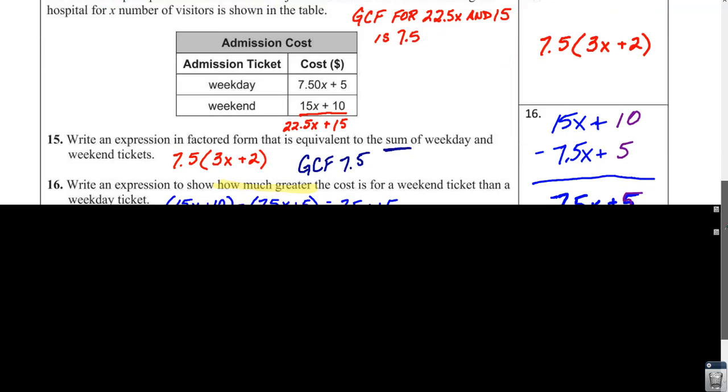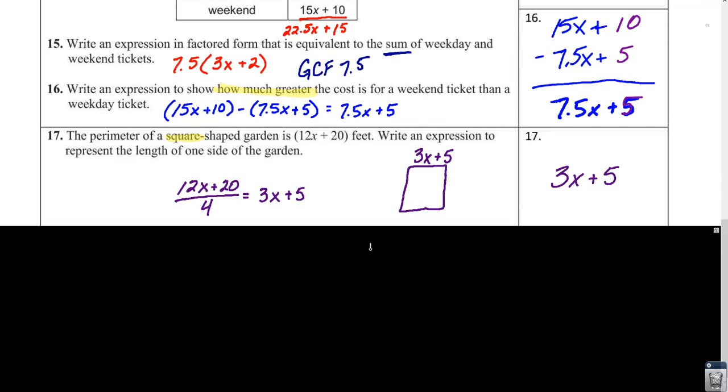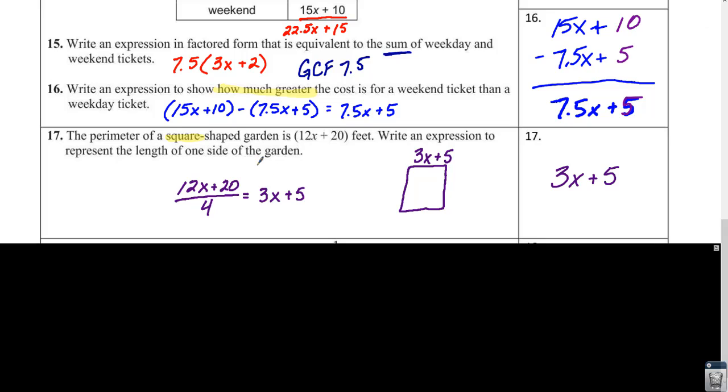All right. We're rounding the clubhouse turn, which means we're almost done with this race. Number 17. The perimeter of a square-shaped garden is 12x plus 20 feet. Write an expression to represent the length of one side of the garden. Keyword right here, square-shaped garden. Square means all the sides are the same. So we divide the perimeter, 12x plus 20, by 4. Now, when we divide that, you have to divide the 12x by 4 and the 20 by 4. And that gives you 3x plus 5 on each side.